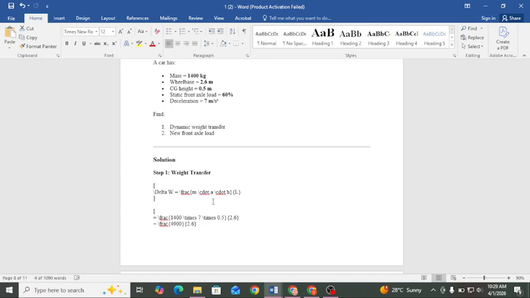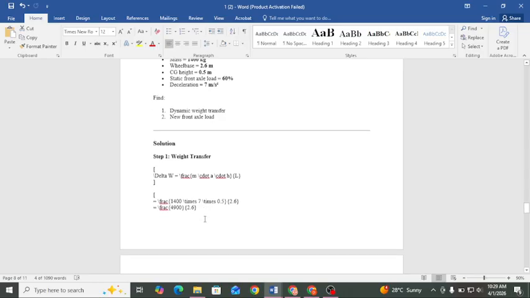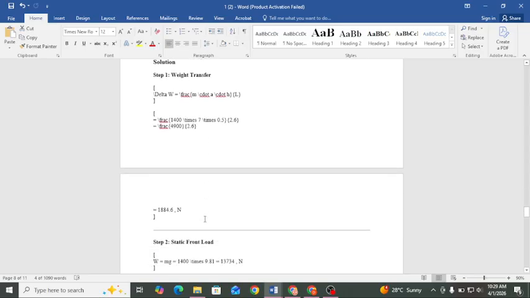So when we calculate, it is 1400 multiplied by 7 multiplied by 0.5 divided by 2.6. Finally we get 1884 Newton, approximately 1885 Newton, for the weight transfer.